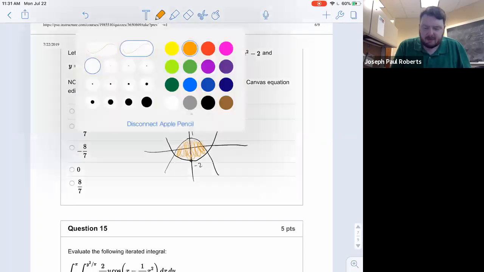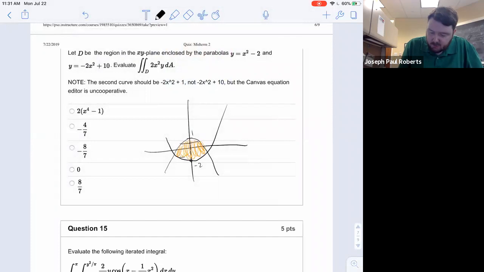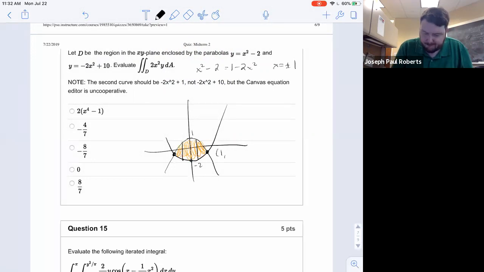You could do this dx dy, but then you'd have to split it into 2, because you see that your left curve changes, your right curve changes, which parabola. So I think we'd prefer to do dy dx. But either way, we have to figure out these intersection points. So x squared minus 2 equals 1 minus 2x squared gives us that 3x squared is 3, so x is plus minus 1. So I guess this is 1, minus 1, right?